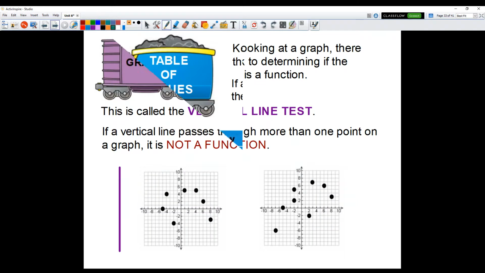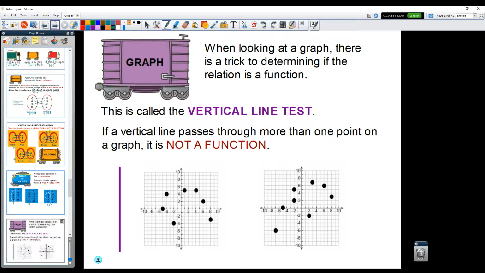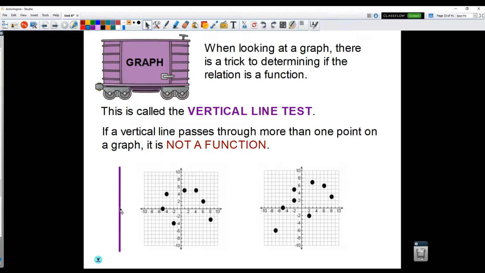Last, I want to look at the graphs. So when you're looking at a graph, there is a trick to determining if the relation is a function. This is called the vertical line test. You see over here, I have a purple vertical line. If a vertical line passes through more than one point, it is not a function.